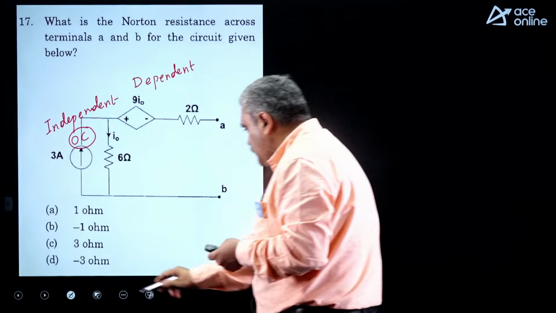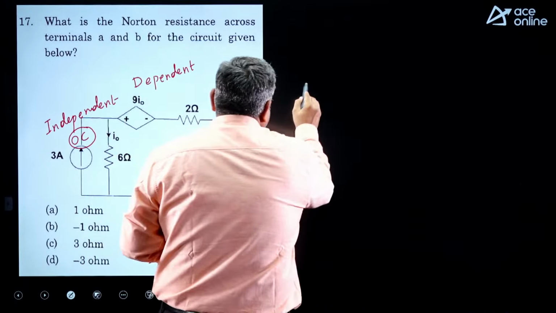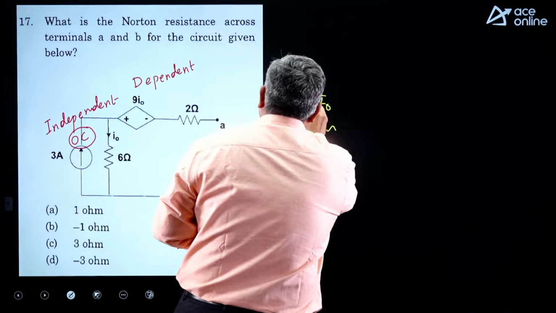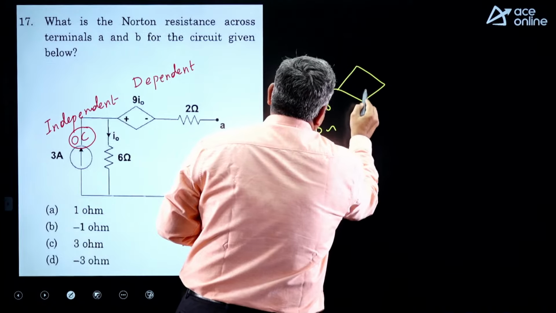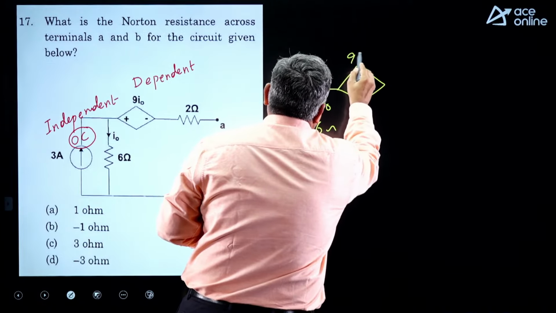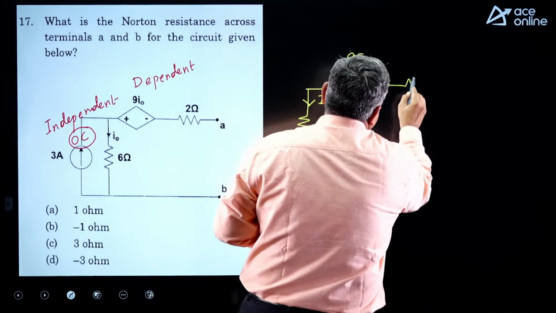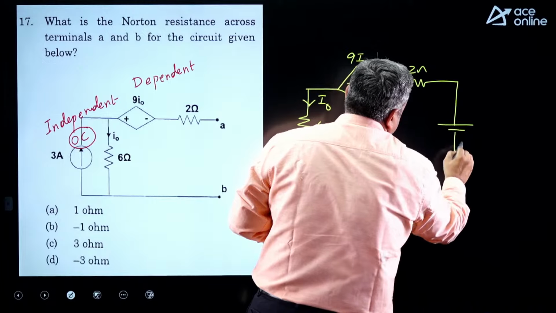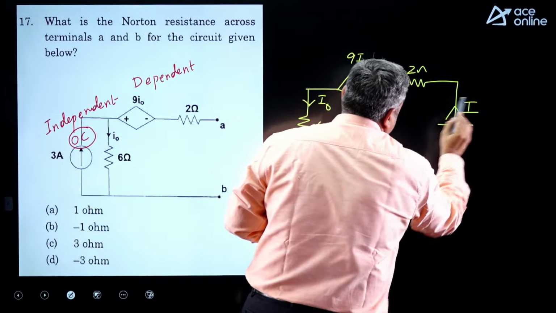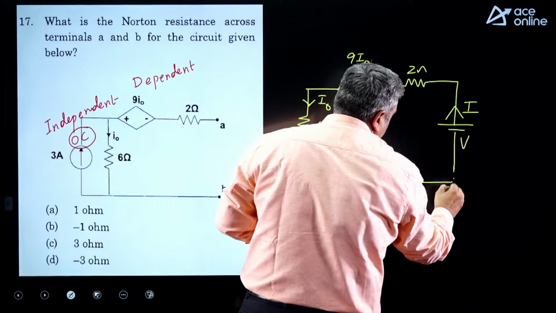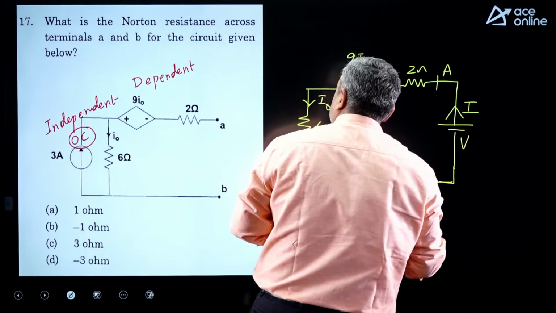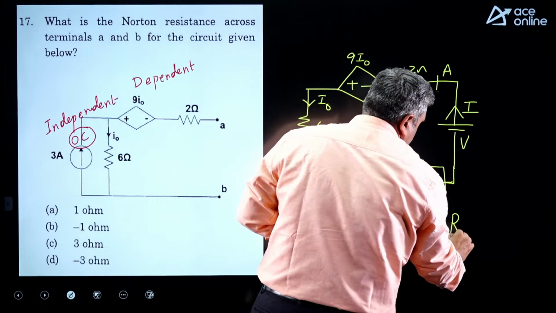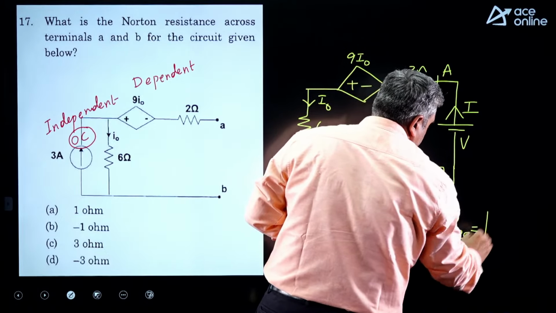So the remaining part of the circuit will be this 6 ohms resistance on which current is I naught, and this dependent source 9 I naught and 2 ohms resistor. Now across the branch on which you are asked to calculate R equivalent, you connect an ideal voltage source V that delivers current I into the network. It should be always into the network. So these are your reference terminals A and B. Looking into these terminals, calculate R equivalent. That will be the ratio of V to I.